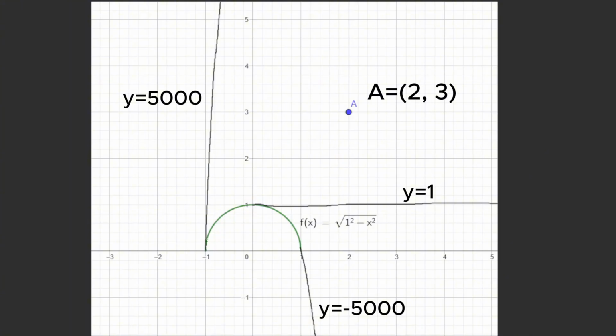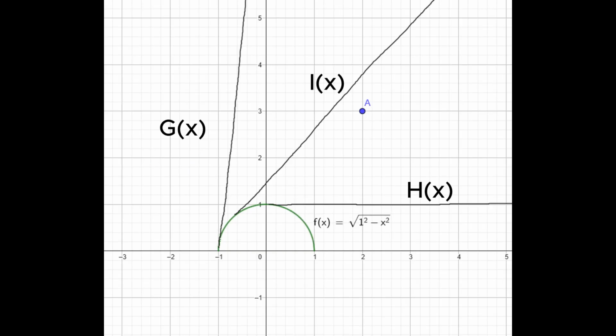We can now use a Python program to tell us which 2 lines this target is in between by comparing the y values. You can see that this y value is in between these 2 y values, so the target must be in between these 2 lines. We then repeat the entire process.